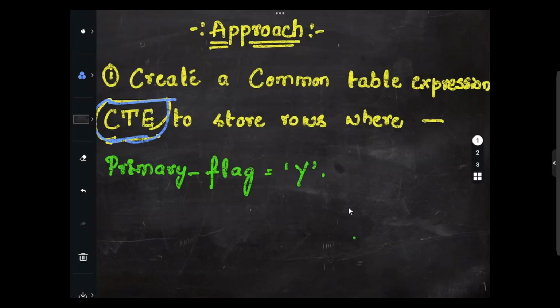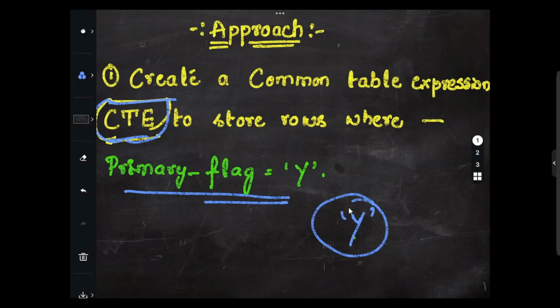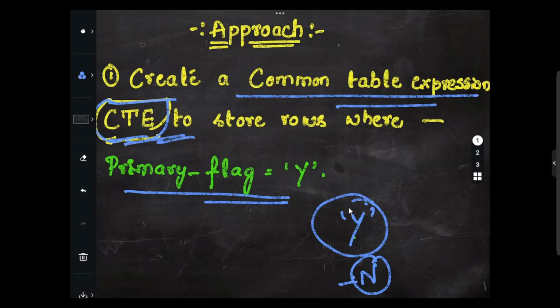Why? Because we have to store the rows where the primary flag is y. This will help in finally returning the output which contains primary flag y. If it contains duplicate flags and it is n, we will be ignoring that one later. So that is the reason we'll be creating the CTE to store the rows where primary flag is y. I hope this is clear.